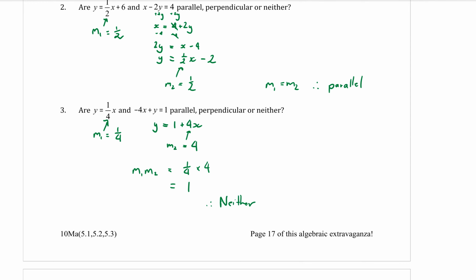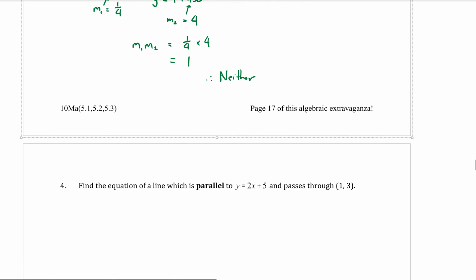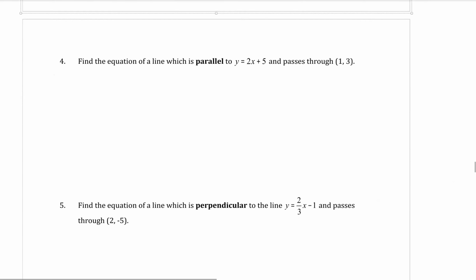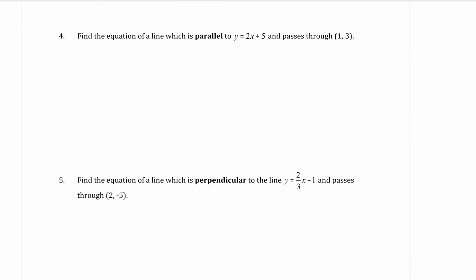All right, next page. Now for a slightly different type of question. So hopefully getting the idea: gradients are equal, they're parallel; gradients times to give negative 1, they're perpendicular. Next type of question, number 4.